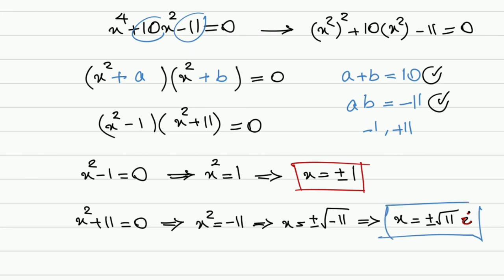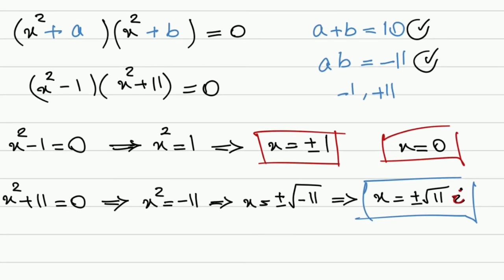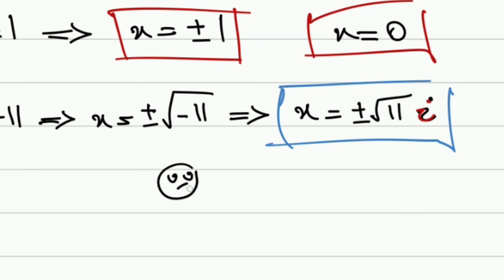And let's write the other one that we found before. What was that? x is equal to 0. So we found 5 answers for this quintic equation, and this is the end of this video.